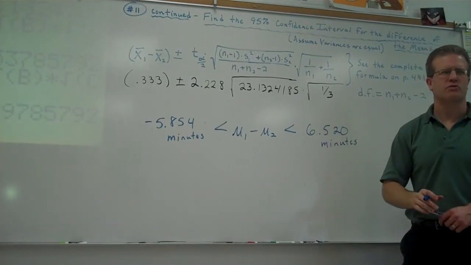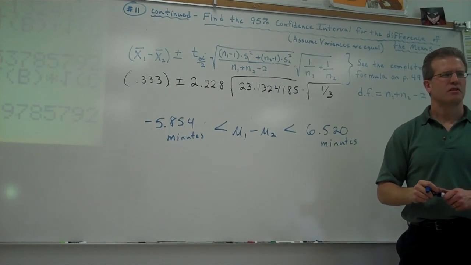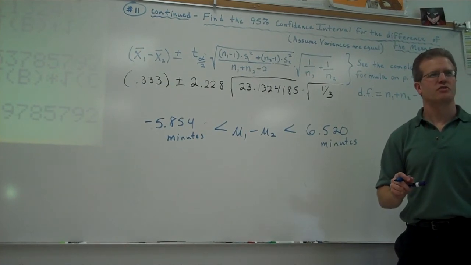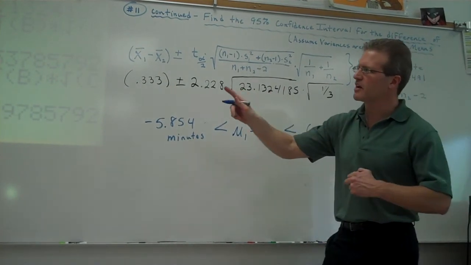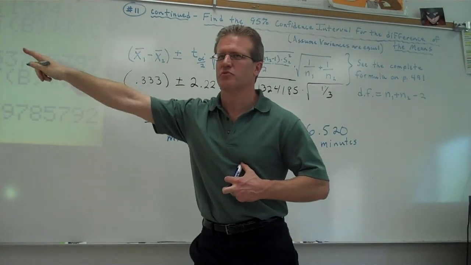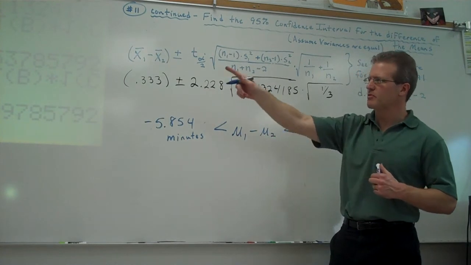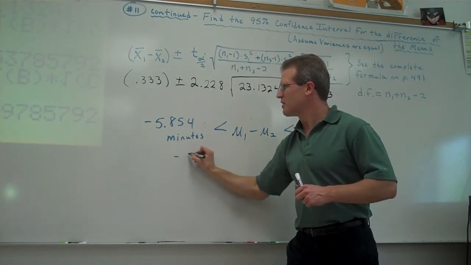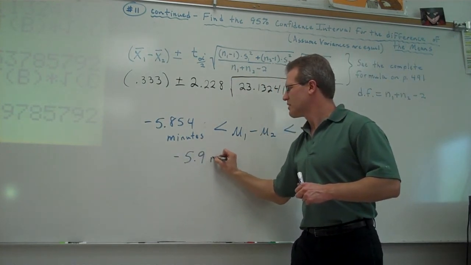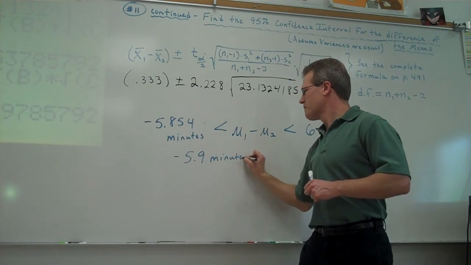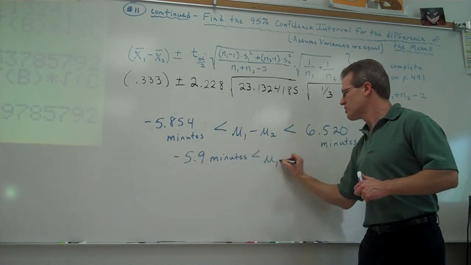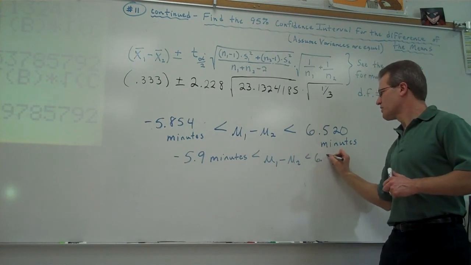And actually, how are you supposed to round confidence intervals? Do you guys remember? Proportions go to 3 decimal places. If you put in raw data, we put in whole numbers for raw data, so what would I round the answer to? 1, yep. If you put in whole numbers, you go out 1 more decimal place, so it'd actually be negative 5.9 minutes is less than mu1 minus mu2 is less than 6.5 minutes.